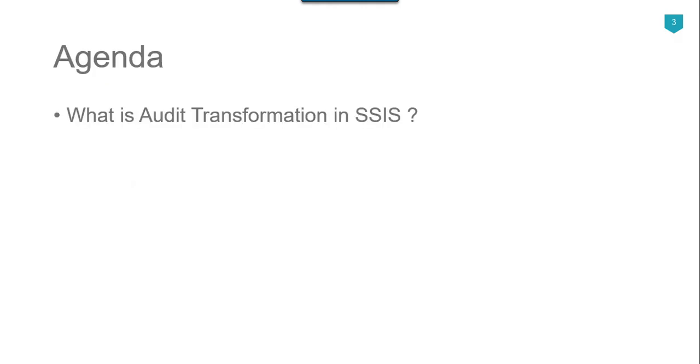So the agenda of today's video tutorial is what is audit transformation in SSIS. The audit transformation in data flow task can help you to get the information about the environment in which it runs. For example, using audit transformation, you can get the name of the SSIS package, the user under which the SSIS package is running, and the machine on which the SSIS package is running, or the execution time of the SSIS package. So let's jump to the demo.